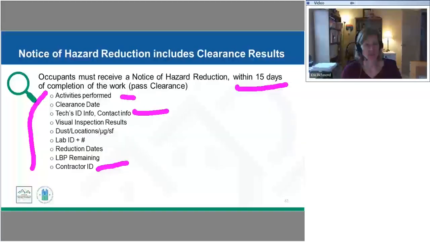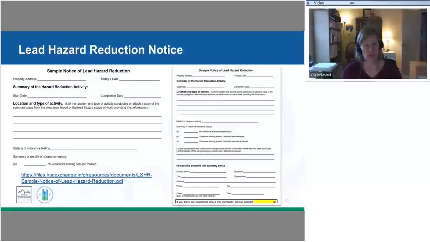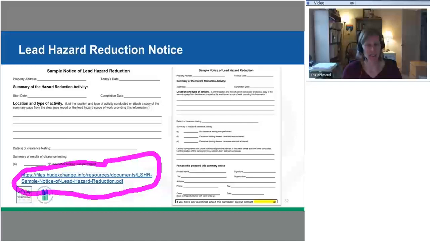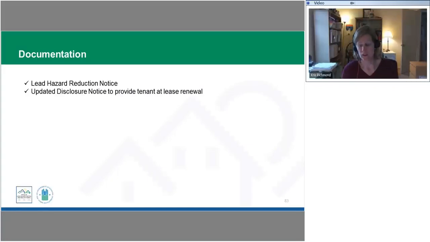We have them listed here. It's already put into a form for you that you can use. We have the link here, and then I've also put in the chat how to get to the toolkit, because this is going right off of the toolkit for you. And again, as we mentioned, it does need to be provided within 15 days of completion of the work of achieving clearance. So here's a reminder of that documentation that's needed for our notification step.